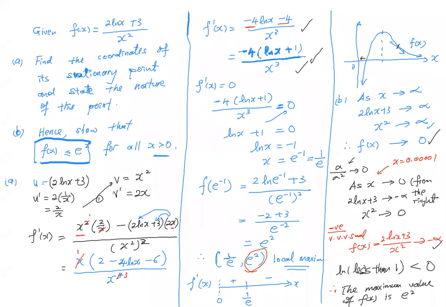Okay. Did you try to use your graphic calculator and get the answer? And the f prime x graph will look something like that. Do you have that? This is your f prime x graph. Okay, any further question?